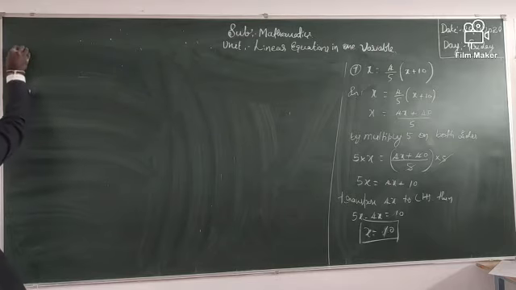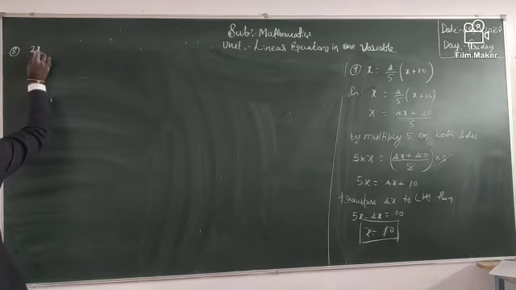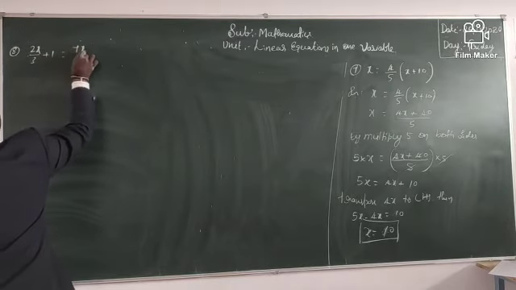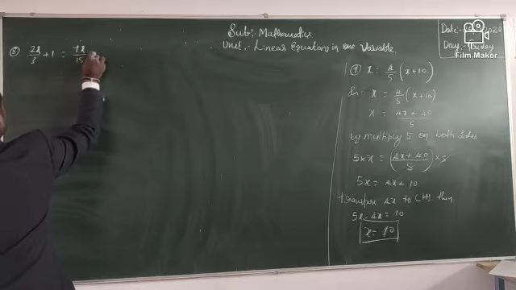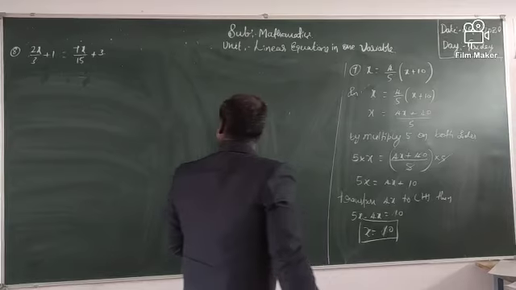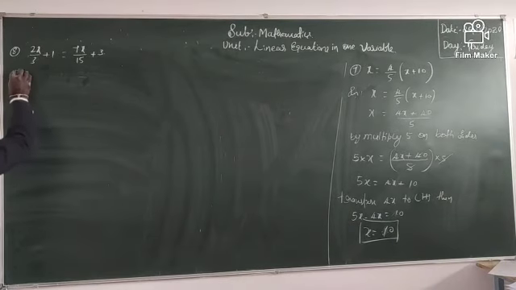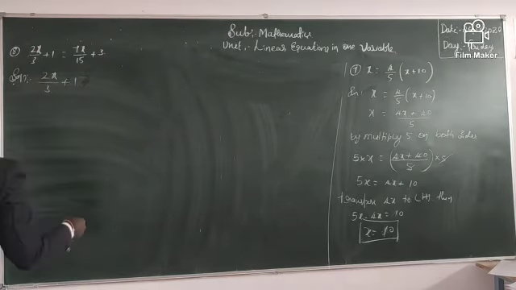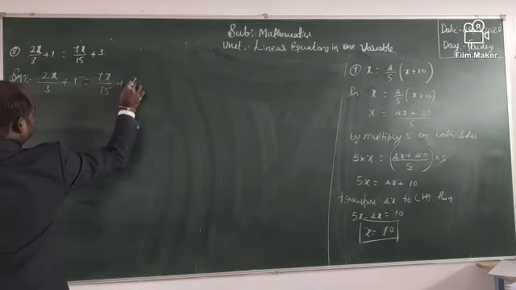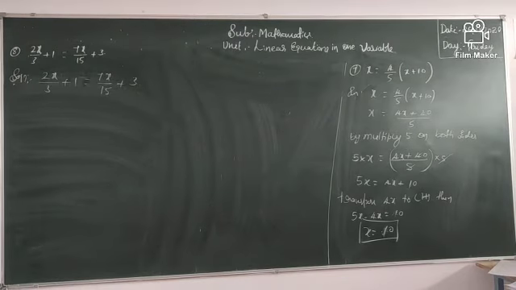Next, the eighth problem: 2x/3 + 1 = 7x/50 + 3. Okay. See here children, look at the given problem and write it again: 2x/3 + 1 = 7x/50 + 3. Okay. Now we have to transpose.